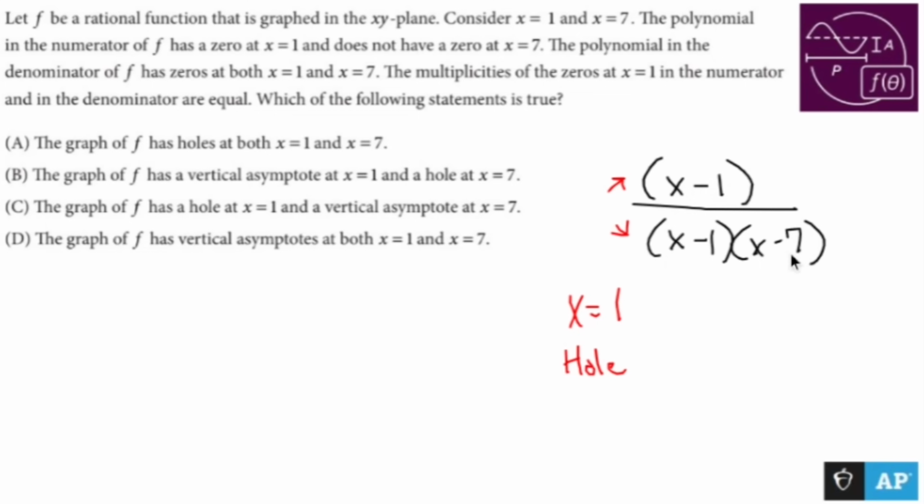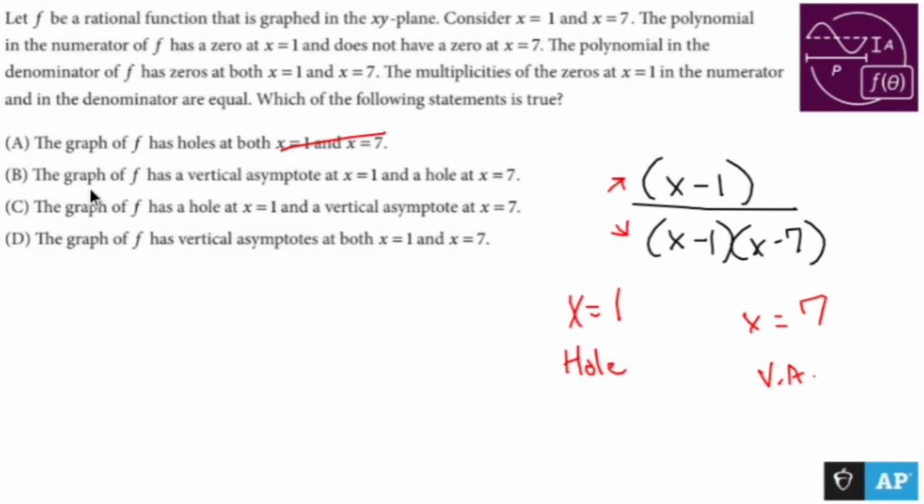Now, since I have an x minus 7 in the denominator and no x minus 7 in the numerator, that means at x equals 7, I have a vertical asymptote, not a horizontal asymptote, a vertical asymptote. The old VA. So which one of these says hole at 1 and vertical asymptote at 7?